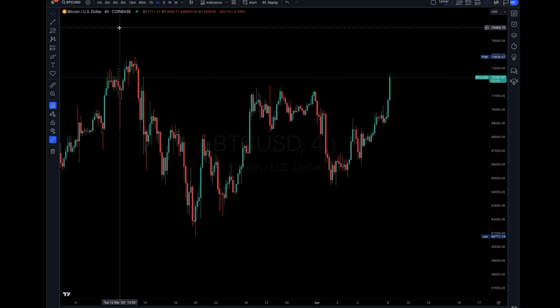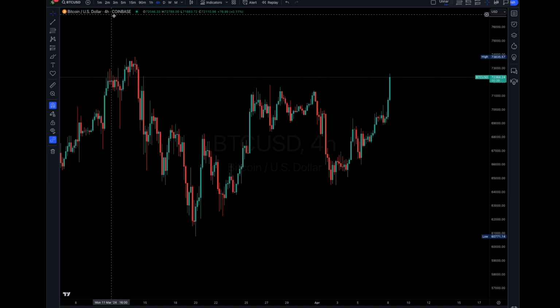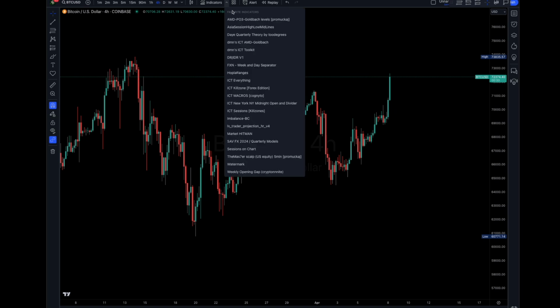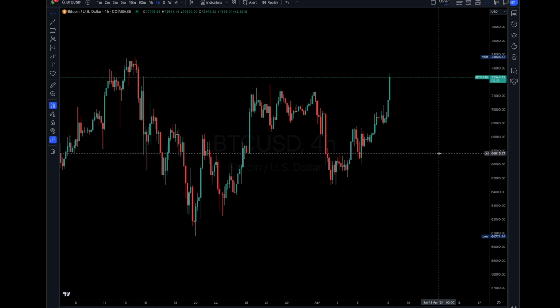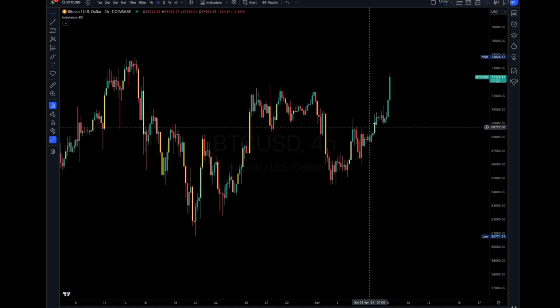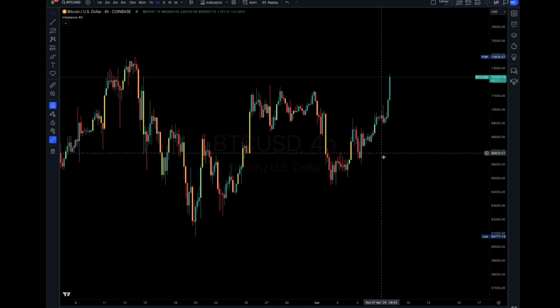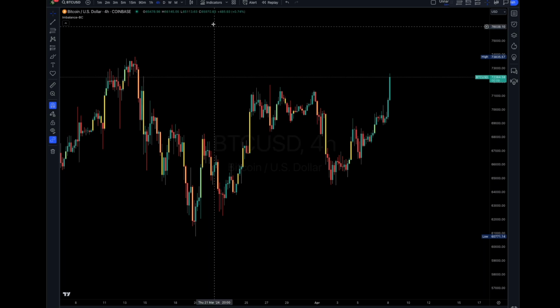Okay, so this is the Bitcoin chart, and it's very important whenever you are trading Bitcoin, you use the Coinbase chart. Okay, that is the true price. I also like using this indicator just to show me the imbalances. It's called imbalance BC, and all it does is show you the fair value gaps as a different colored candle. It just saves you the second, especially as I trade a lot, right? I trade Forex, I trade futures, I trade gold, I trade crypto. So, I don't spend a lot of time on each chart. So seeing the fair value gaps quickly really aids me in my analysis.